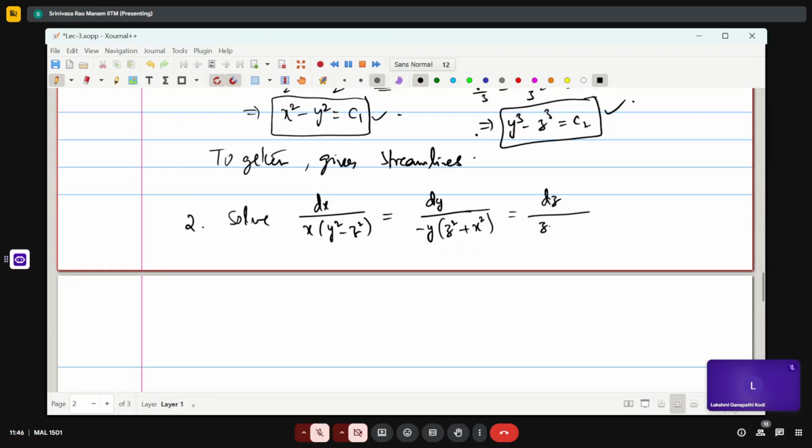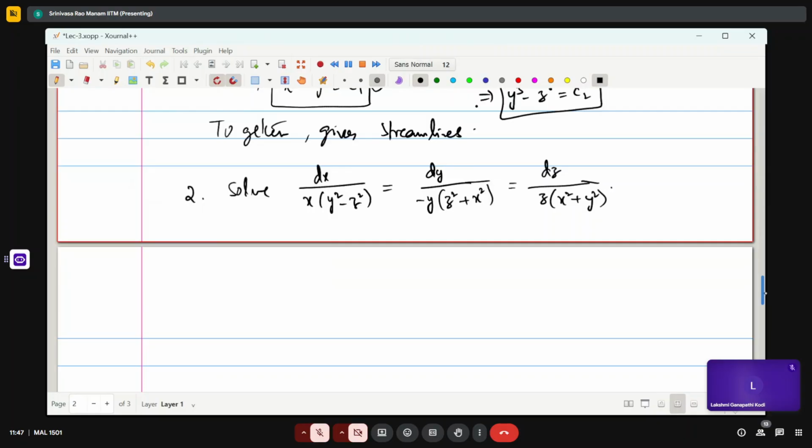Yes, sir. Last semester, sir. So these are the two. This is how you solve this one. If you get it, whatever is together, those surfaces are your streamlines.